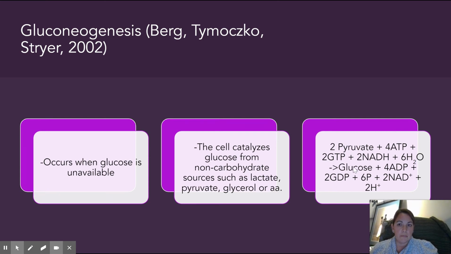Here is the reaction for gluconeogenesis: 2 pyruvate, and we do need 4 ATP, adenosine triphosphate, and 2 GTPs. So we need more energy for gluconeogenesis than we do for glycolysis. We also need 2 NADH and 6 water. And this process results in glucose, 4 ADP, 2 GDP, plus 6 phosphates, 2 NAD plus, and 2 protons.